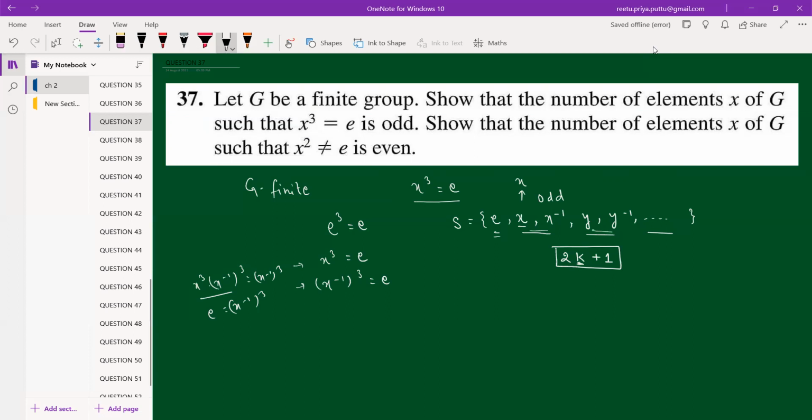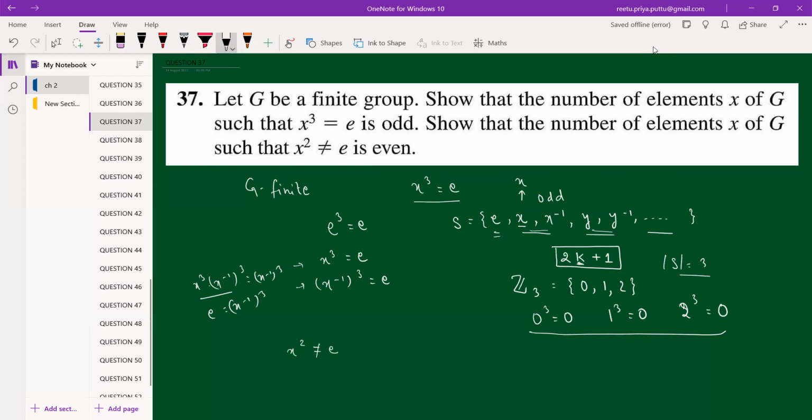So, yes, I got an example. In Z3, what do we have? We have 0, 1, 2 under addition. So if you see 0 cube, it's 0. If you see 1 cube, it's 1 plus 1 plus 1, basically 3, which is also equal to 0. And if you see 2 cube, it's again 0. So as you can see, the cardinality of S becomes 3 here. So this is the thing you need to know, that this is odd in nature. And why is this odd? Because of these things.